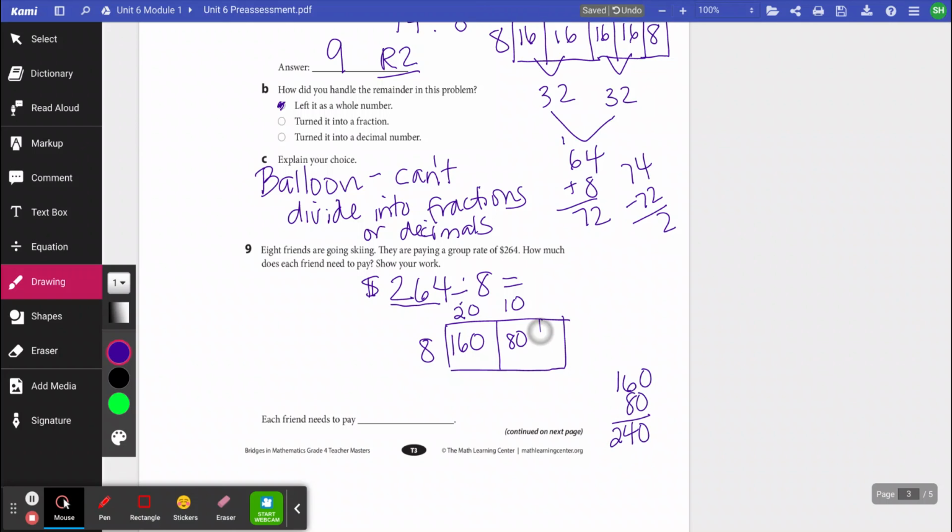Well, I know that 3 times 8 is 24. So now I have 264, which is what I need to get. So then I add up all these here, and that is 33, and that is how much they each have to pay. $33.